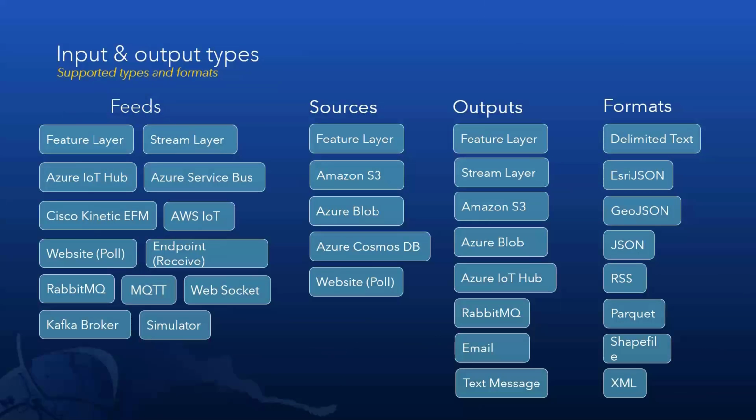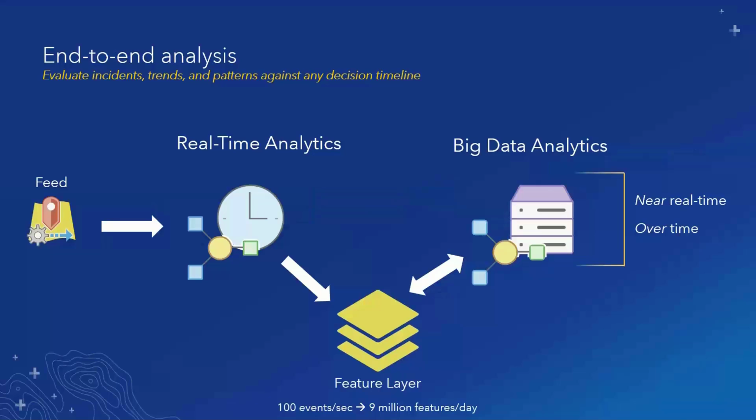When we think about the different kinds of data sources for feeds, we have a variety of different input and output types. We can bring in, as I mentioned earlier, feature layers and stream layers. We can connect to standard internet IoT data sources. We can connect to other kinds of HTTP protocols. We can connect to different databases or online storage systems from clouds. And we can push out to a variety of outputs, including other messaging systems and, of course, email and text message in addition to features. And we can also then push out in a variety of formats. So when you configure an output, you can configure the format of the data that's contained inside of that output. And this allows you to do end-to-end analysis.